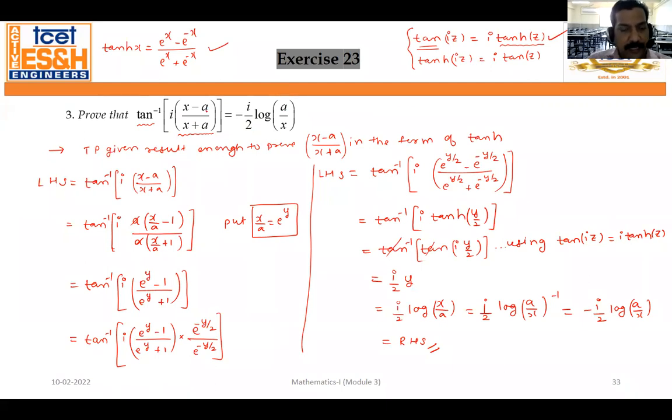Through that, tan inverse of i times (x minus a upon x plus a) is equal to minus i by 2 times log of a by x. Okay, this result looks complicated. Now, do you know the hint for this?